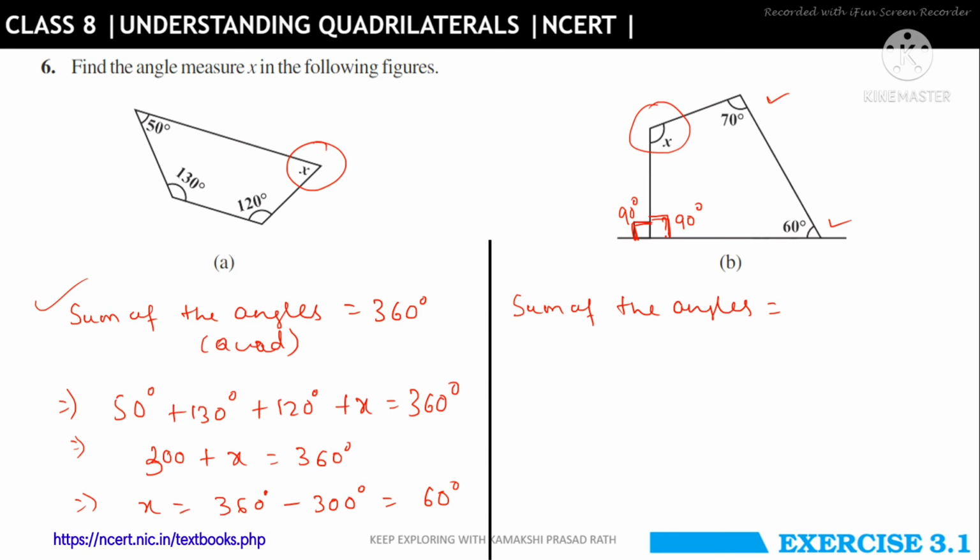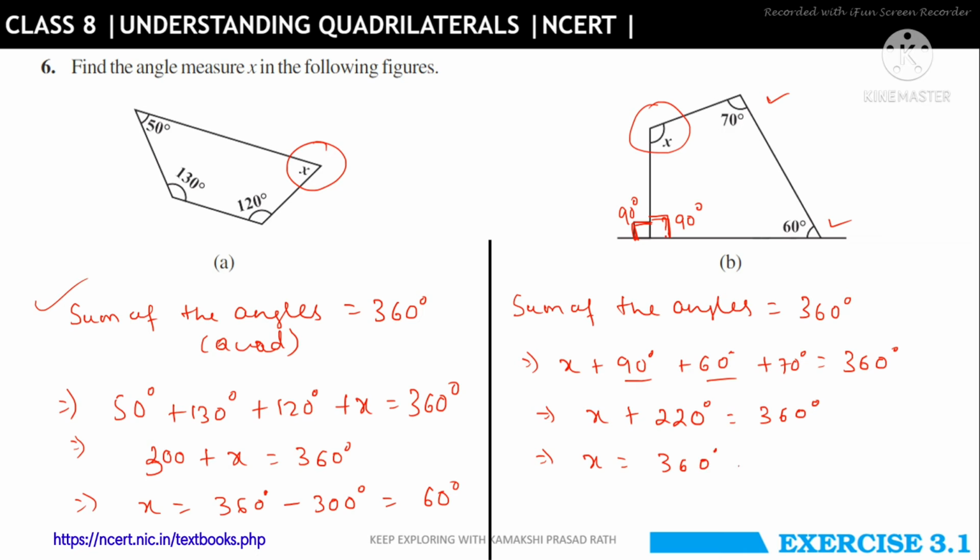angles equals 360. So what are the four angles? We have x, we have 90, we have 60 and we have 70. When you add all four angles, we get 360 degrees. So we can write it as x plus 90 plus 60 is 150, 150 plus 70, 220 degrees equals 360 degrees. Implies x equals 360 minus 220, we get 140 degrees. So the value of x will be 140 degrees.